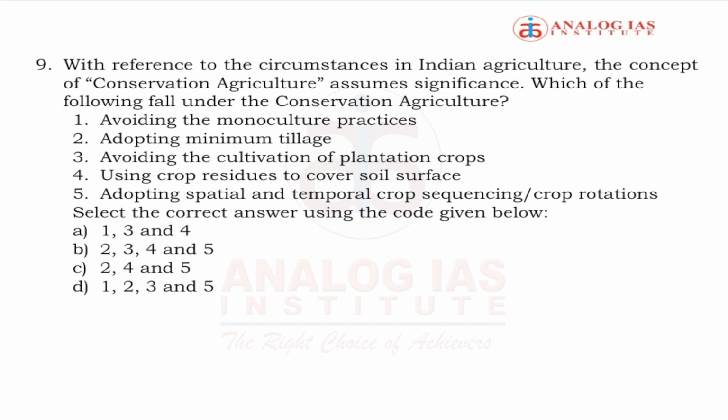All these essential substances are useful when they are present in the nutrient rich top layer of the soil. To protect all these things useful to agricultural practices, we need to cover the surface of the soil with crop residues, and the advice is a permanent coverage of the soil surface with crop residues. Very useful practice under conservation agriculture. The fifth statement says adopting spatial and temporal crop sequencing, that is crop rotations. Crop rotation is a very important component of conservation agriculture here.